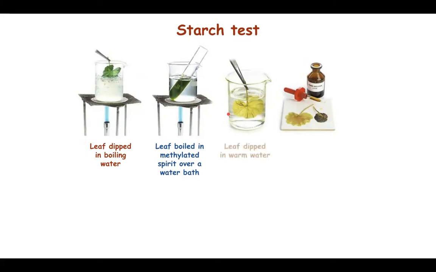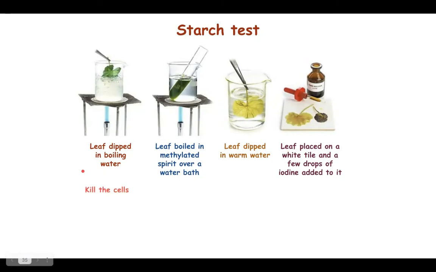Then this leaf is dipped in warm water and spread on a white tile with a few drops of iodine added to it. Why is the leaf dipped in boiling water? It is dipped to kill the cells. The living membranes of the cell will be destroyed and the chlorophyll can easily be removed. Chlorophyll is a very strong pigment. It will not allow detection of the starch test. So the chlorophyll needs to be removed.